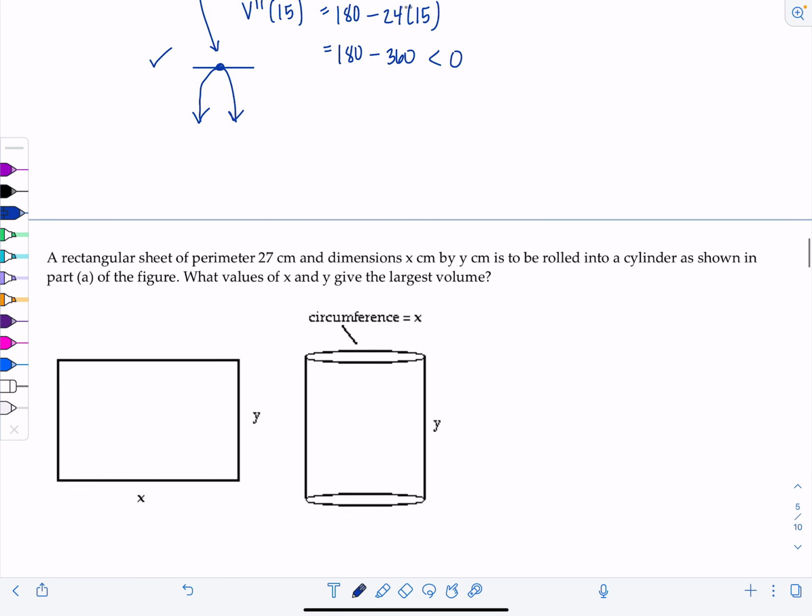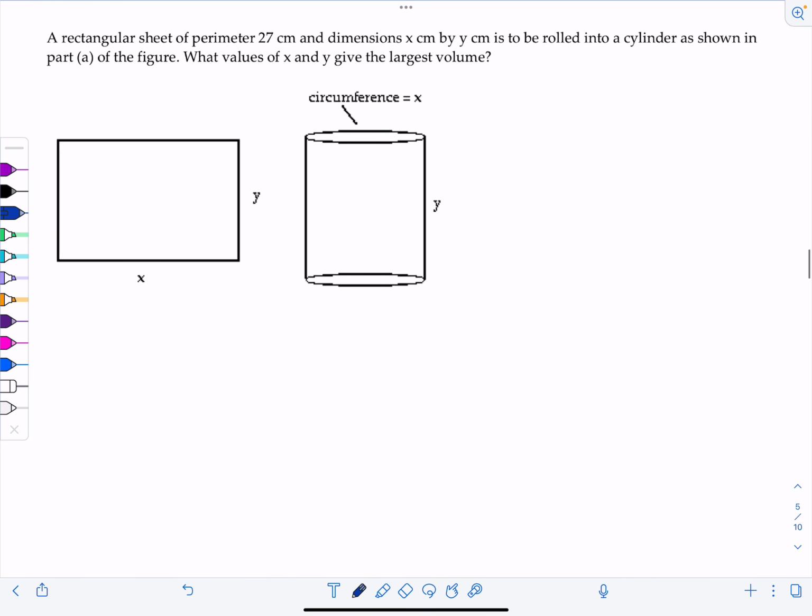A rectangular sheet of perimeter 27 centimeters and dimensions x centimeters by y centimeters is to be rolled into a cylinder as shown in part A of the figure. What values of x and y give the largest volume? Largest volume for this guy. That's what we're trying to optimize.